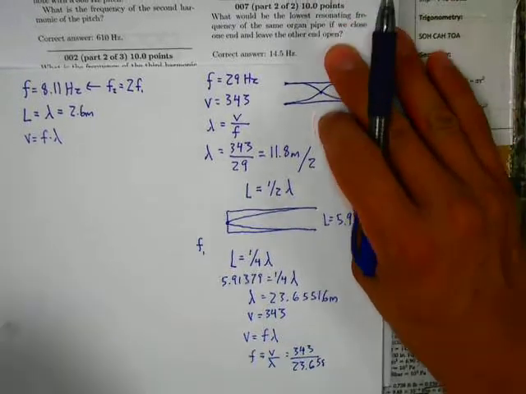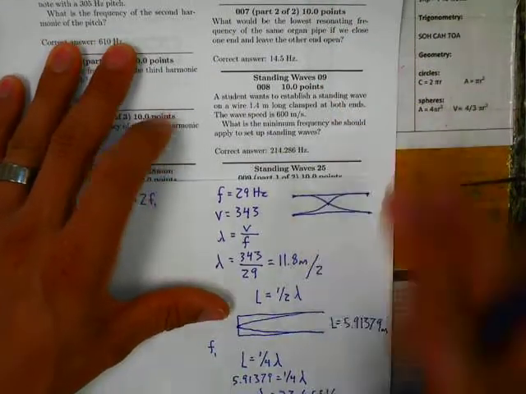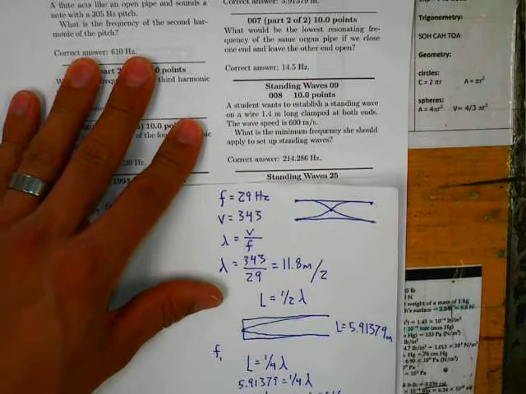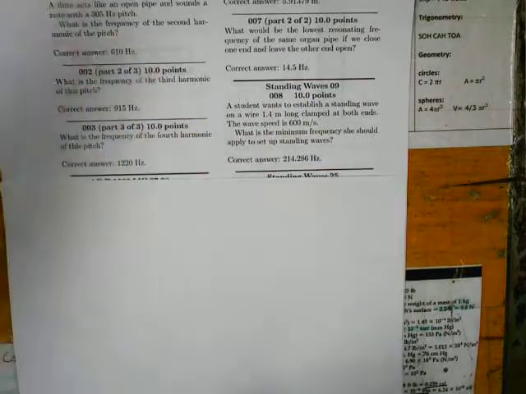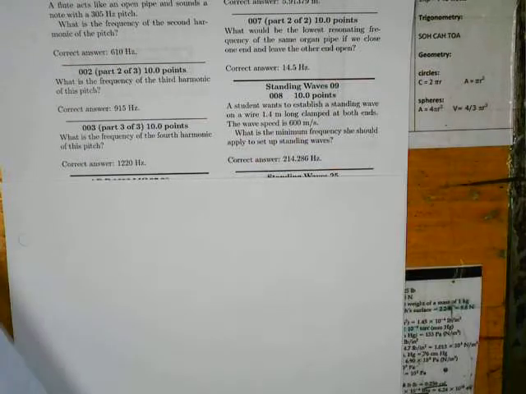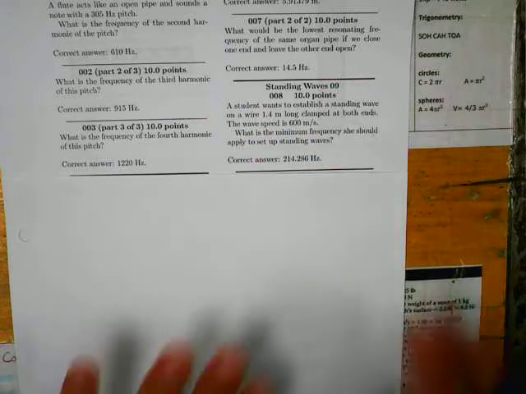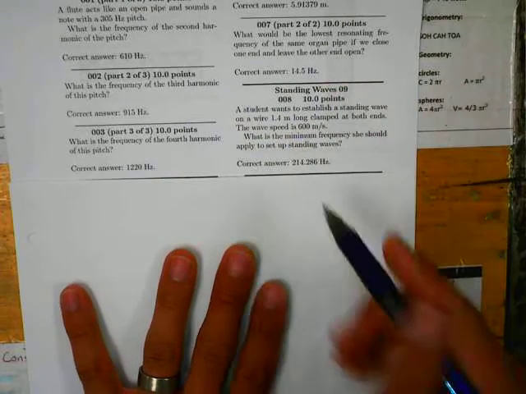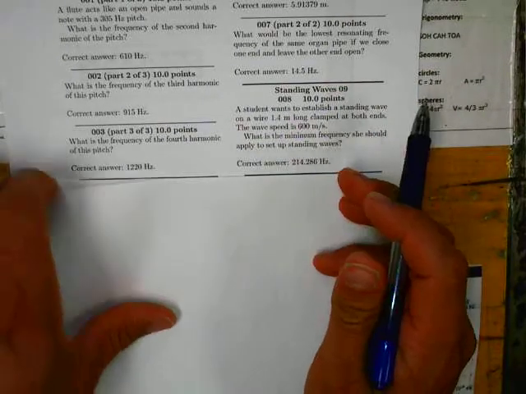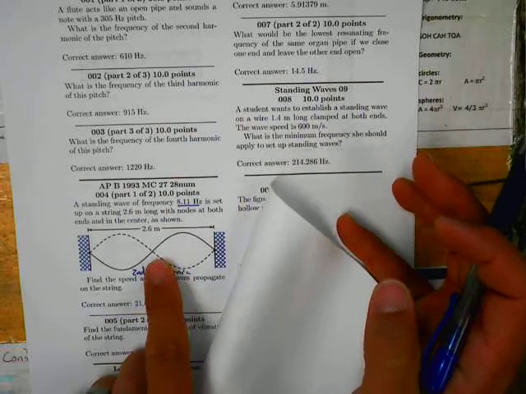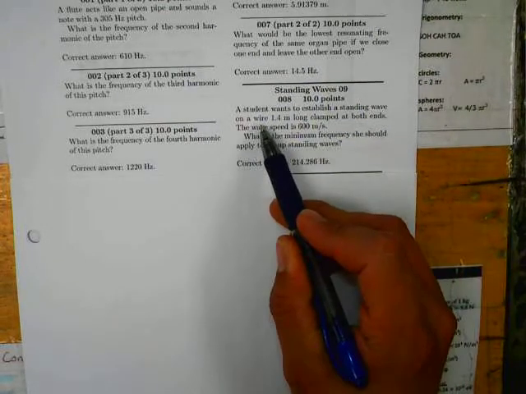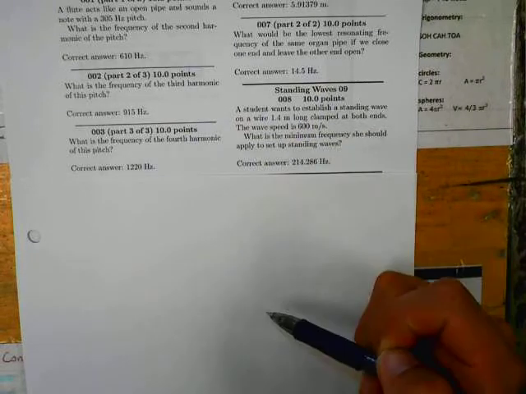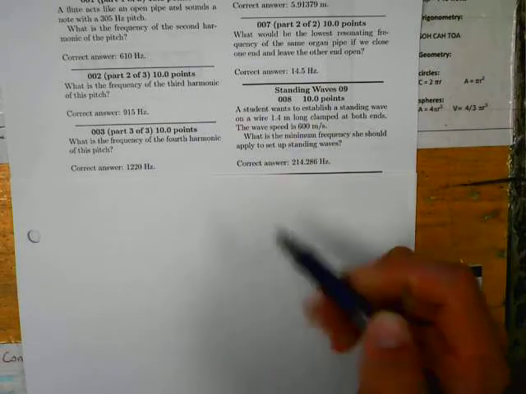Okay, so that should take us, well, let's put one more on this video. Let's do this problem. Standing waves 09. Okay, so we've got a wire, so it's kind of like this problem down here. Same set of harmonics, and we've got the length and the speed. What's the minimum frequency she should apply to set up standing waves?